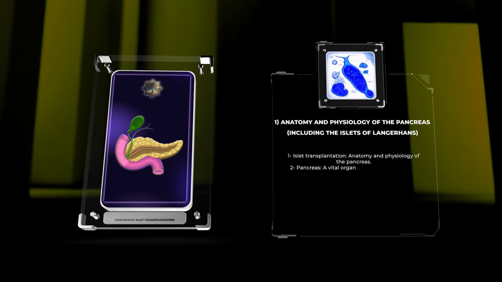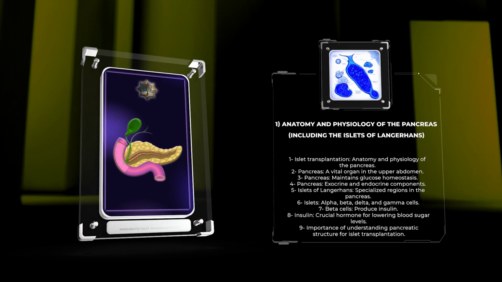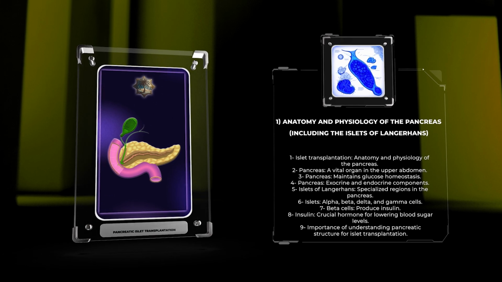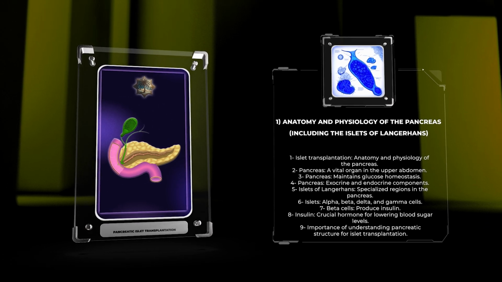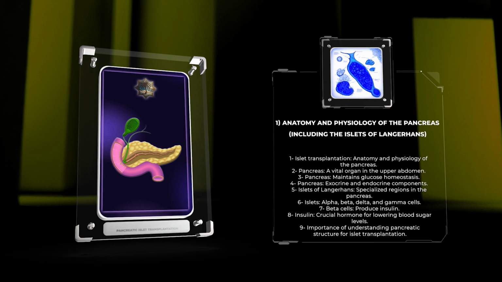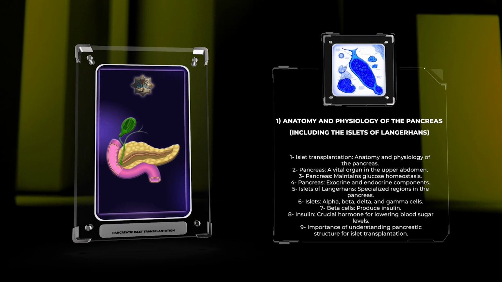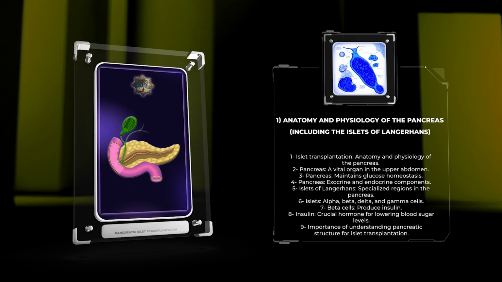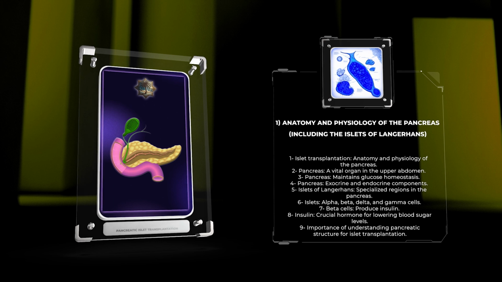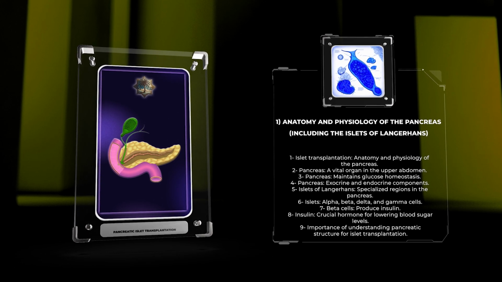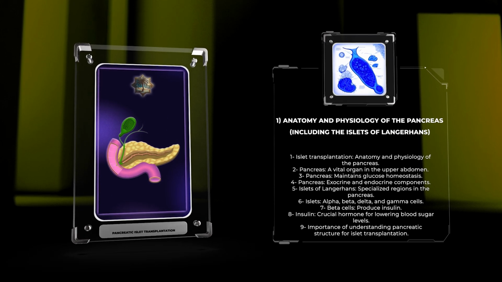To comprehend the process of islet transplantation, we must first thoroughly understand the anatomy and physiology of the pancreas. The pancreas is a vital organ situated in the upper abdomen, and it plays a pivotal role in maintaining glucose homeostasis within the body. Composed of both exocrine and endocrine components, the pancreas harbors specialized regions called the islets of Langerhans. These islets consist of several types of cells, including alpha, beta, delta, and gamma cells, each secreting distinct hormones involved in glucose regulation. The beta cells, specifically, produce insulin, the hormone crucial for lowering blood sugar levels.